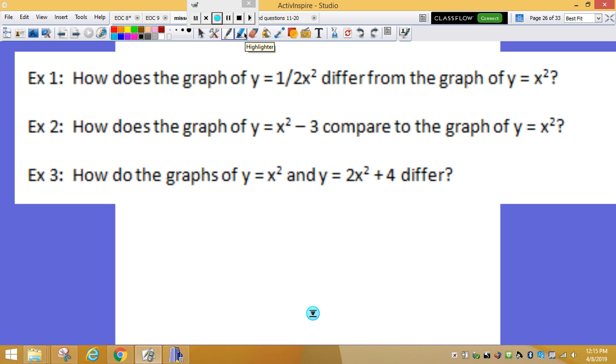So again, pause it and write this down. Okay, now you should also write this down. How do these graphs differ? Well, this is a 1, and this is a 1/2. 1/2 is smaller, so this one would be wider, and this one would be narrower.